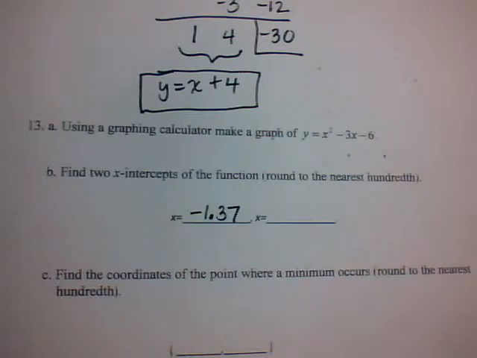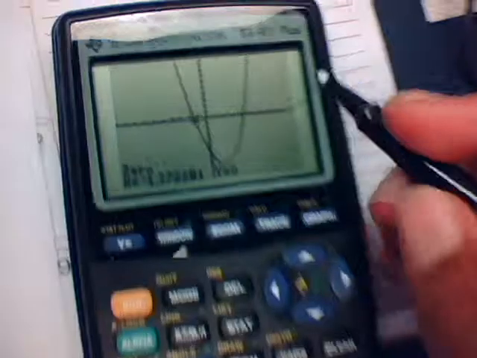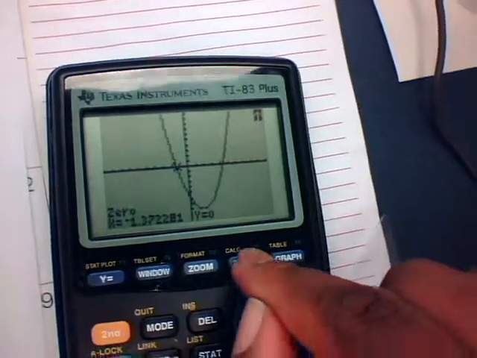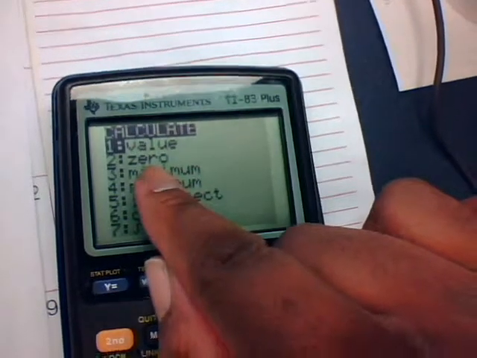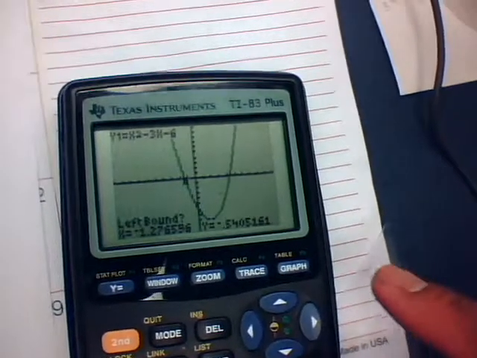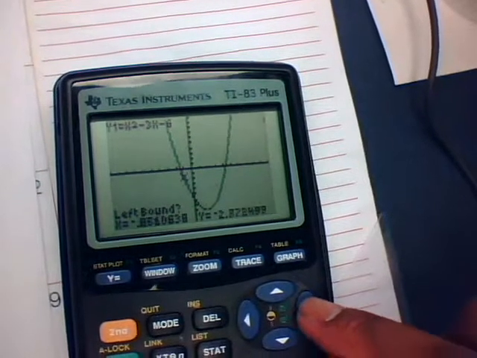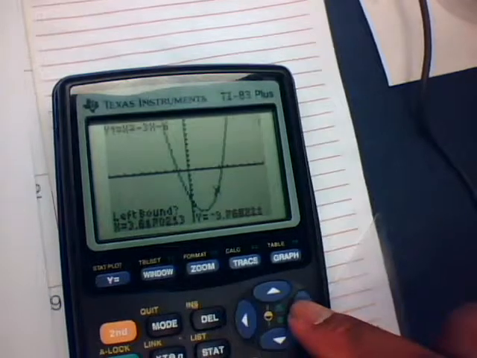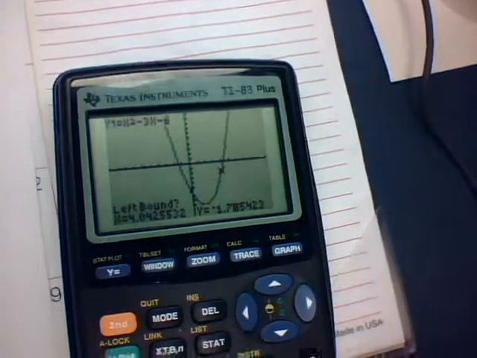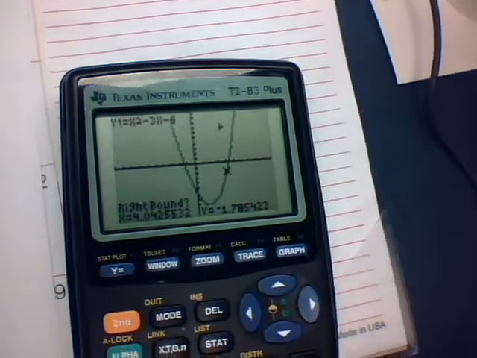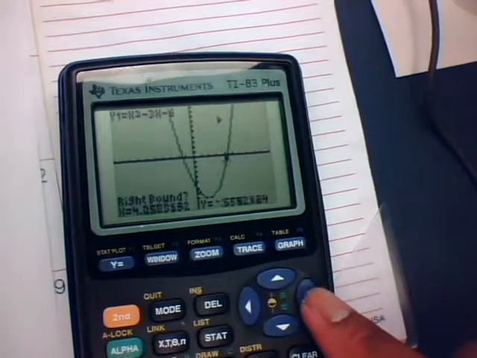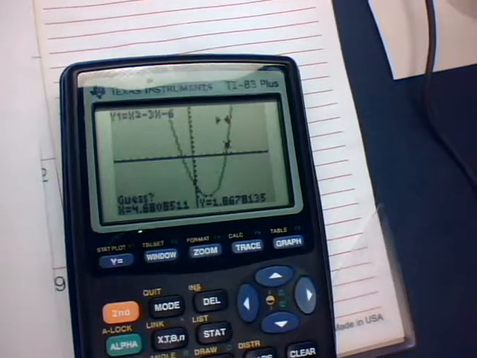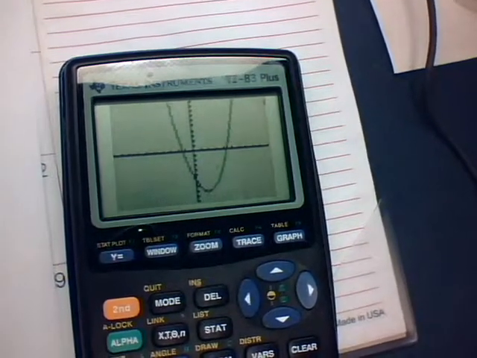Now we want to find the other x-intercept, the one on the right-hand side, which is this one. So again, we do second and trace. Select number 2 for 0. Now you want to put the blinking cursor below that second x-intercept using your right arrow key, like I have here, and then press enter. Then for right bound, put the blinking cursor above it, and then press enter. And then after guess, press enter.